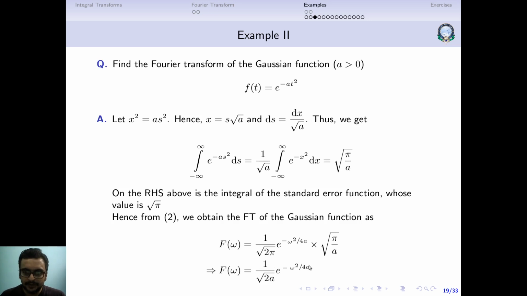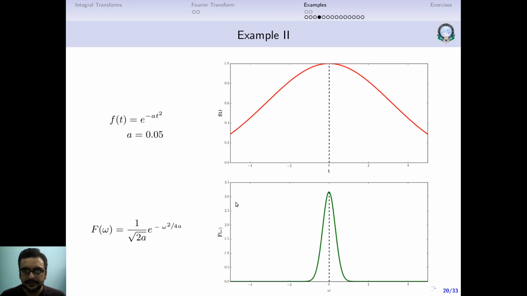So now what will be the role of this a? What is the role of this a in the original Gaussian function as well as in the Fourier transform? So we can see this here. These are again plots which I have generated using a Python code. So this is the original function and this is the Fourier transform. If I put a equal to 0.05, we'll get the original function to be this.